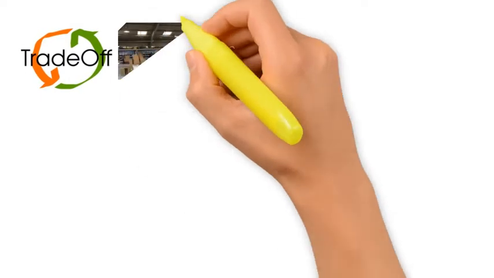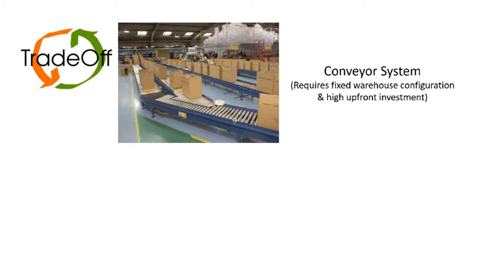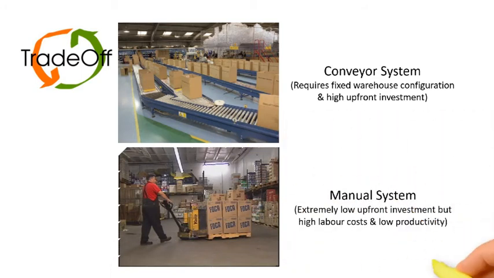In this example, a conveyor system automates the handling of large load volumes and reduces labor, resource, and cost. It reduces manual load movement, improving worker safety. However, it requires a fixed warehouse configuration and a high upfront investment. On the other hand, a manual system using just pallet jacks has little upfront investment and results in high recurring labor costs, lower productivity, and carries with it greater safety risk.